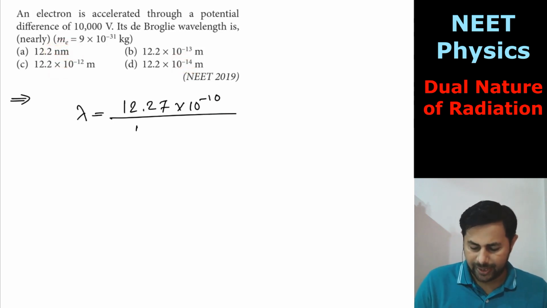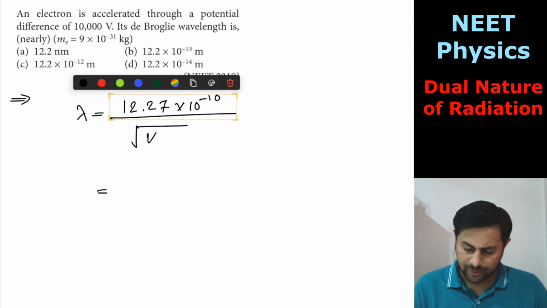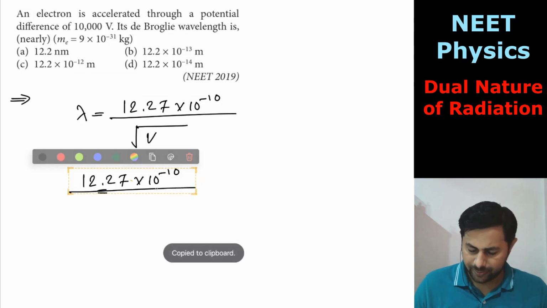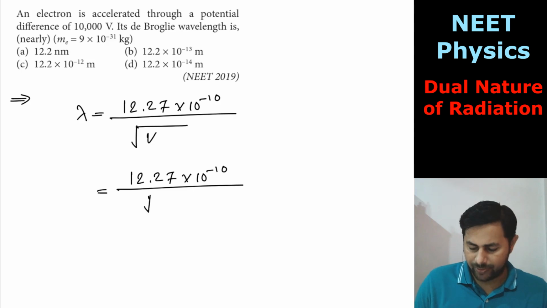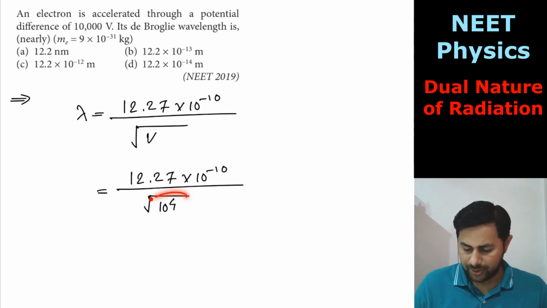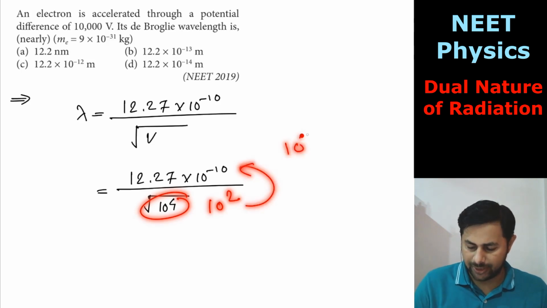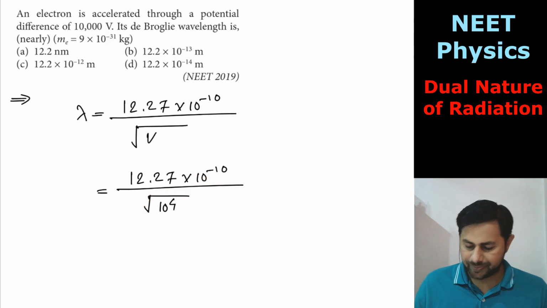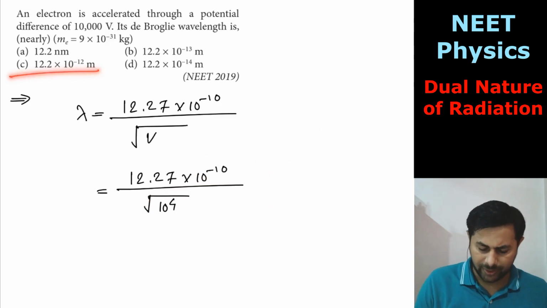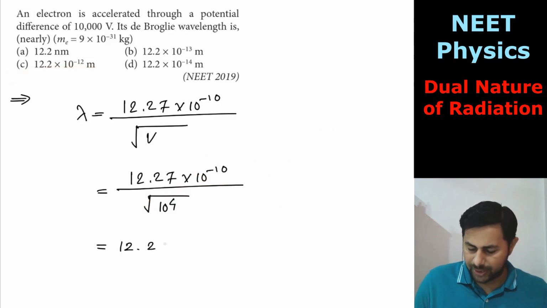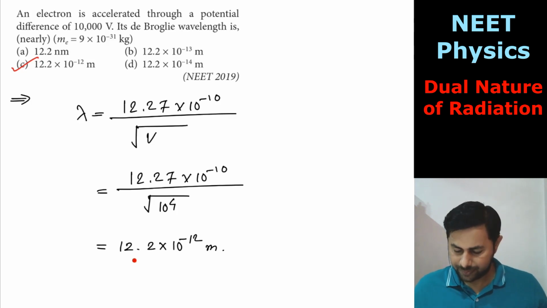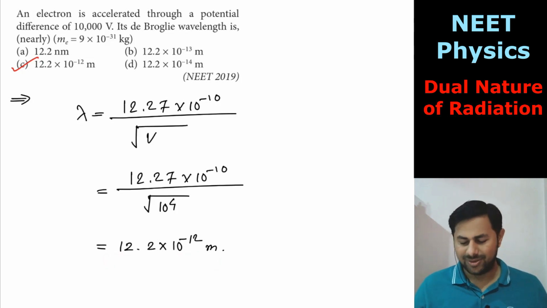Let's check. And it is 10,000 volts, means 10 raised to 4 only. So this thing divided by root of 10 raised to 4, so that's 10 raised to 2. 10 raised to 2 in the denominator becomes 10 raised to minus 2 in the numerator. 10 raised to minus 10 minus 2, that is 10 raised to minus 12. So it is option C. It's 12.2 multiplied by 10 raised to minus 12 meters. Option C. Right, very simple. There is nothing in the question.